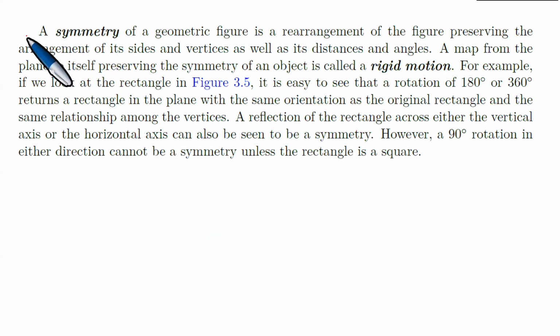Okay, let us look at the textbook's analysis of these for a rectangle. A symmetry of a geometric figure is a rearrangement of the figure, preserving the arrangement of its sides. So there's something you're preserving here. In the process of rearrangement, we are preserving the arrangement of its sides and vertices, as well as its distances and angles.